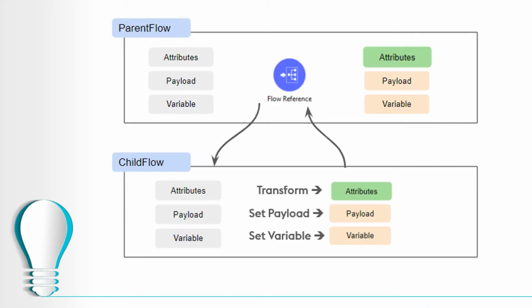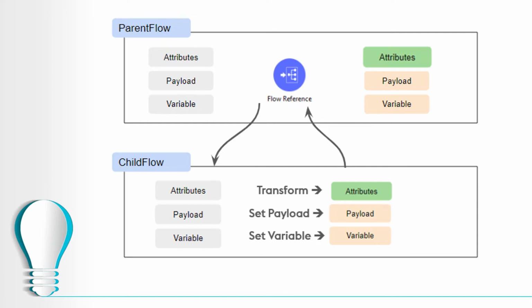Let's take the first example of flow reference. Here, in the parent flow, I have a Mule event which consists of attributes, payload, and variable. Here I am showing the original Mule event. Then here I am showing the Mule event which is being passed from the flow reference to the child flow. Then here is the updated Mule event in your child flow. And when your flow goes back, here is the latest Mule event available for logging or transforming.